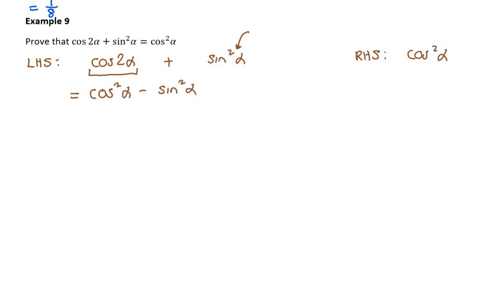So, cos of 2 alpha is cos squared alpha minus sine squared alpha plus sine squared alpha. And what do you know? Those sine squareds cancel, and so you go straight to cos squared alpha. So that was just a bit of an introductory question to where we're going in terms of trig identities, which is next.